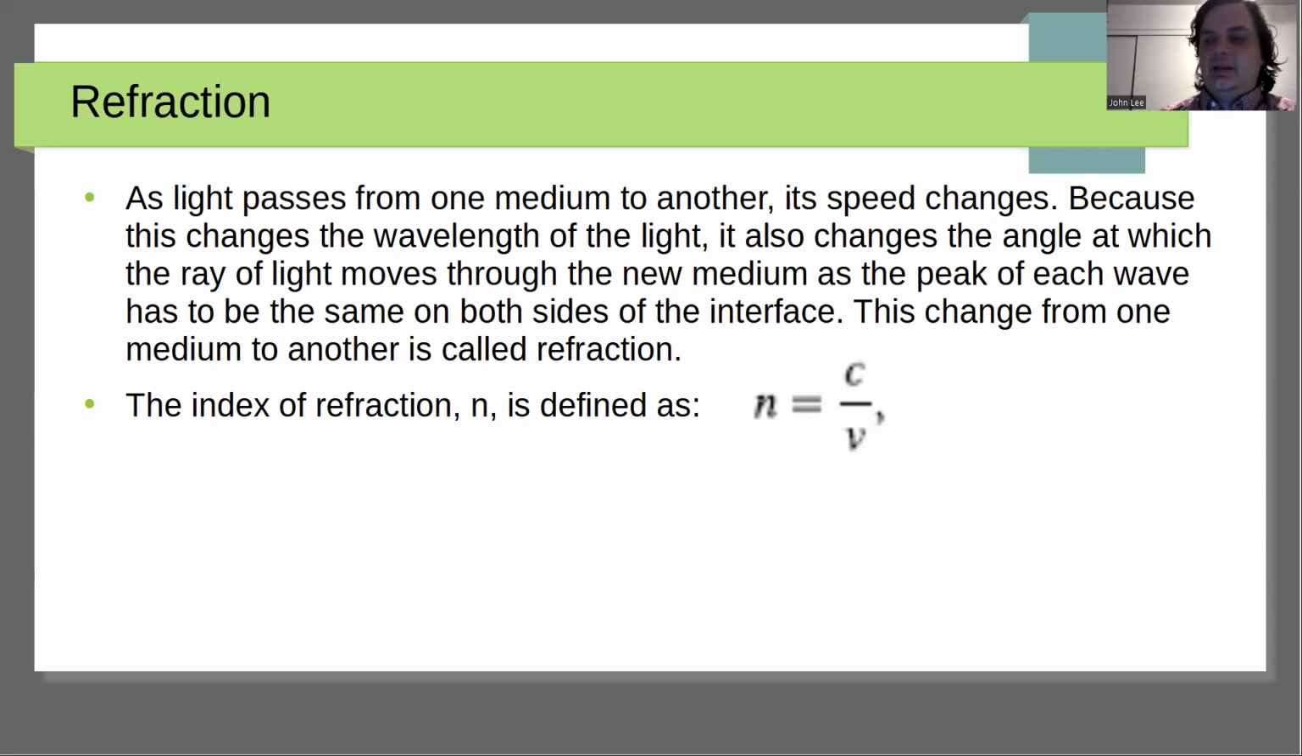So what I mean is, if the speed of light changes, then because lambda times frequency is equal to speed, frequency can't change because that's just how often a peak comes by.